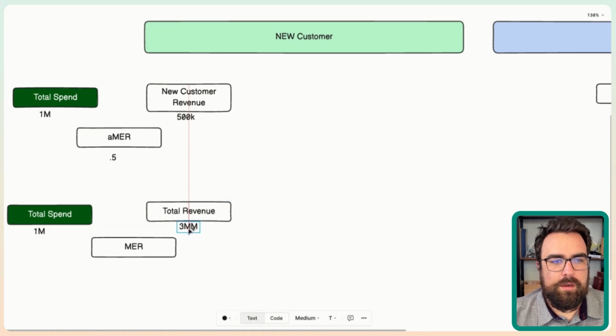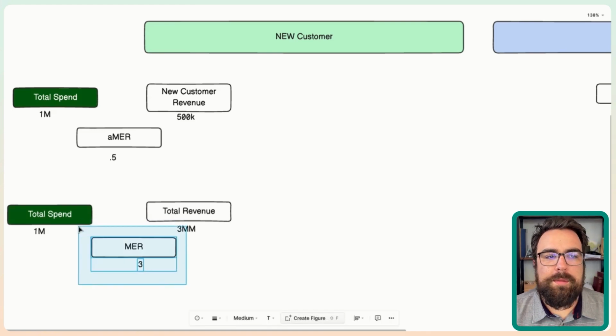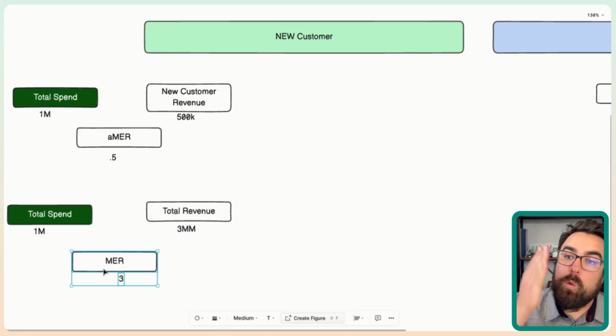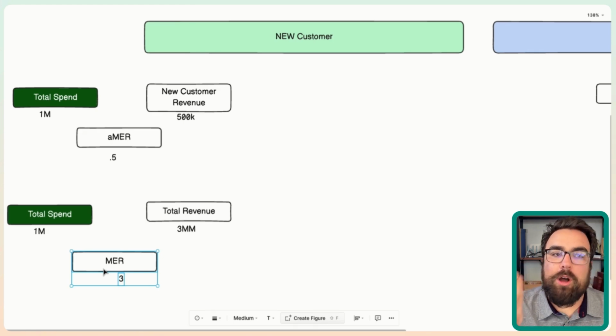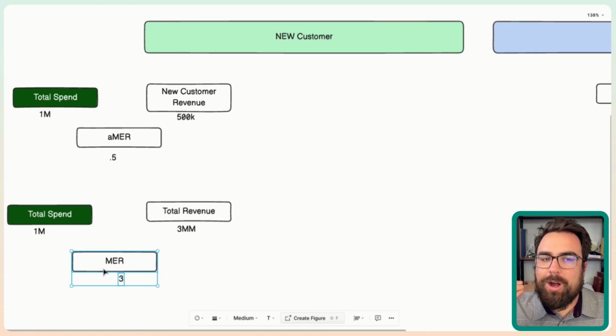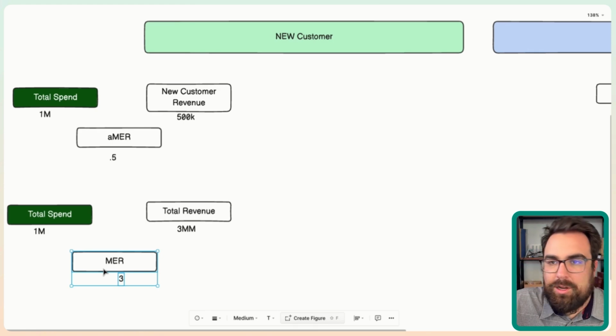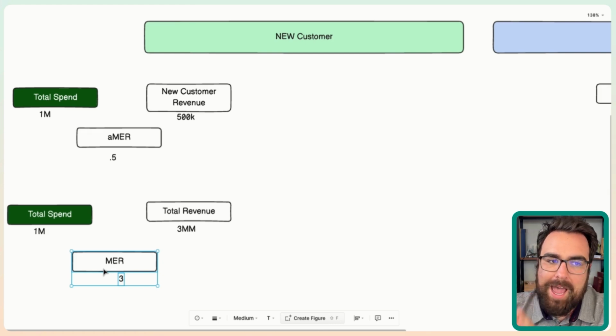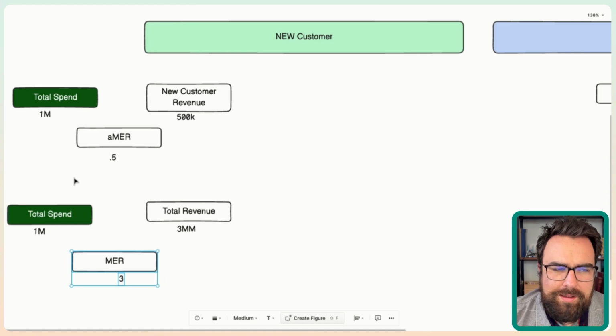And this is 3 million. So what we'll have is an MER here of 3. Are you with me so far? Your goal with MER and aMER is to look at the relationship between acquiring a new dollar, how much it costs you to get a new dollar, and how much it costs you to get an existing dollar. We're bucketing all ad spend across all platforms as a whole. We are looking at marketing as a function, not a platform as a tactic, okay? Does that make sense?